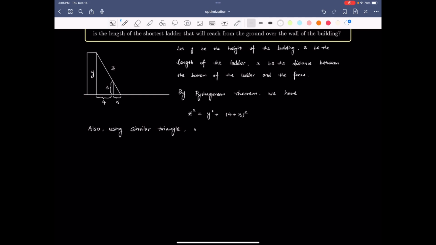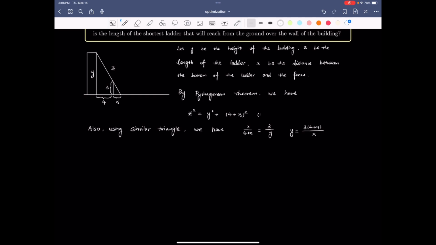we have, so let's see what we have. I have this length over this length should equal this length over this length. So that's gonna be X over, let's repeat. It should be this length over this length, okay? So X over 4 plus X equals 3 over Y. So now I can isolate Y and plug it back into there. So Y would be 3 times (4 plus X) over X.